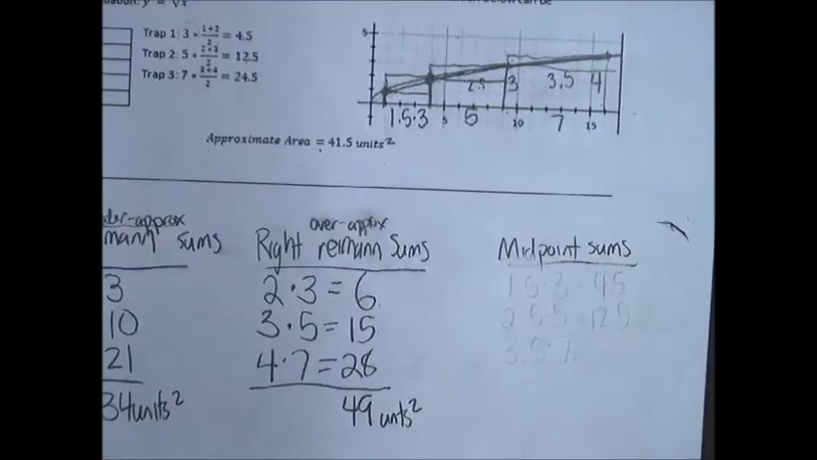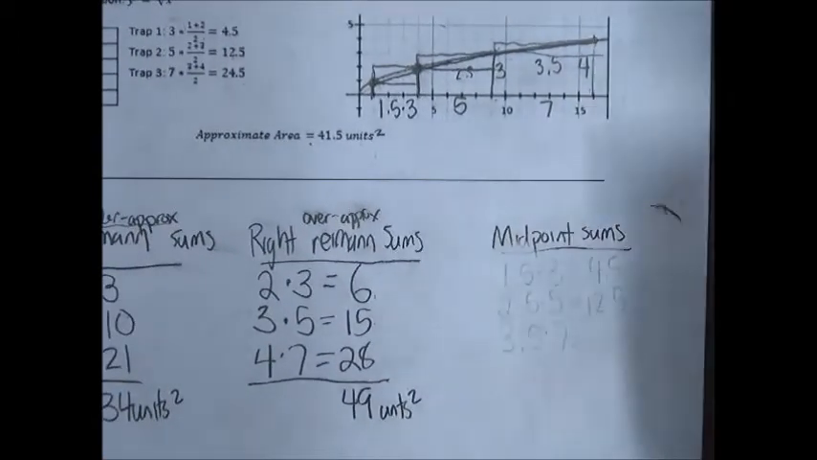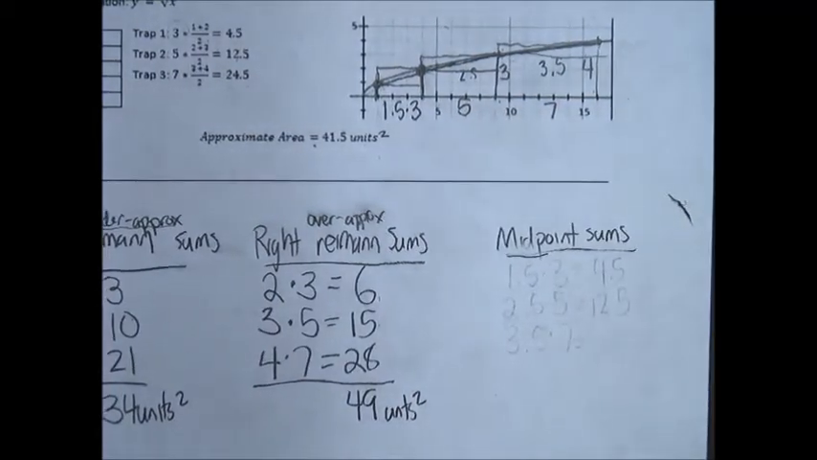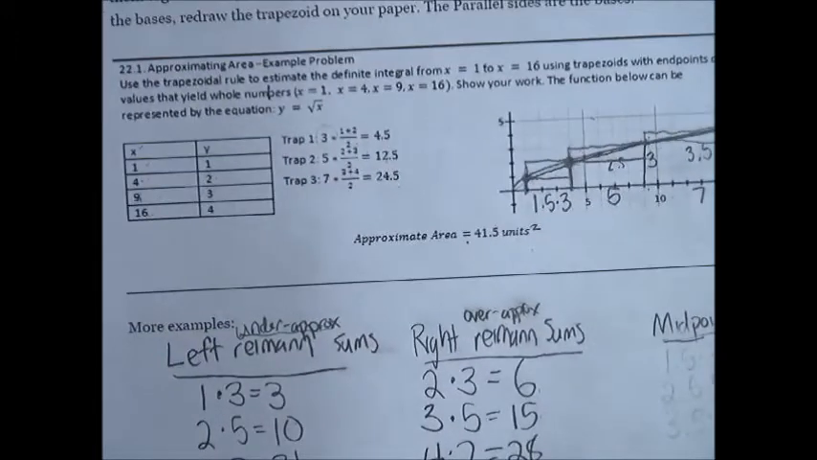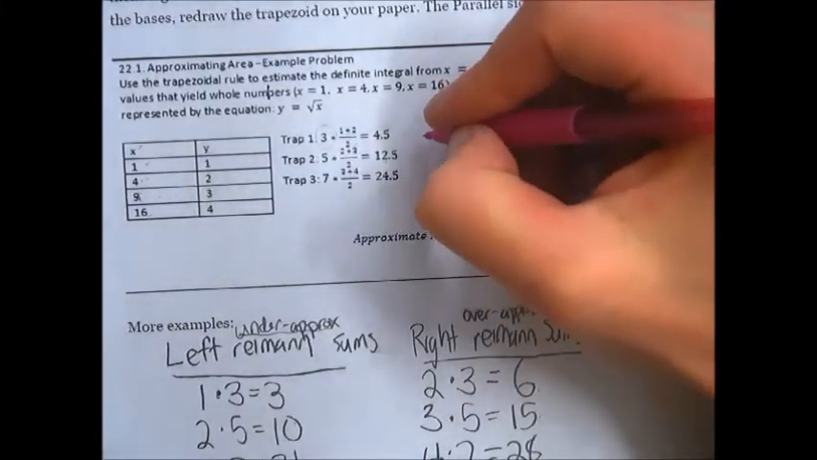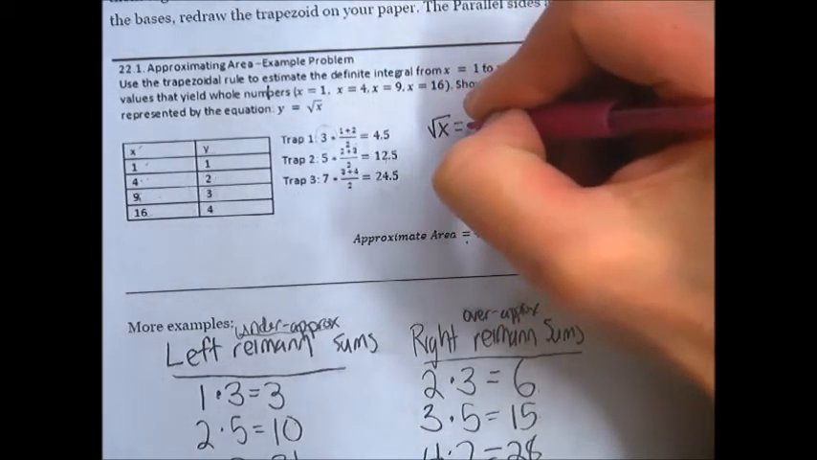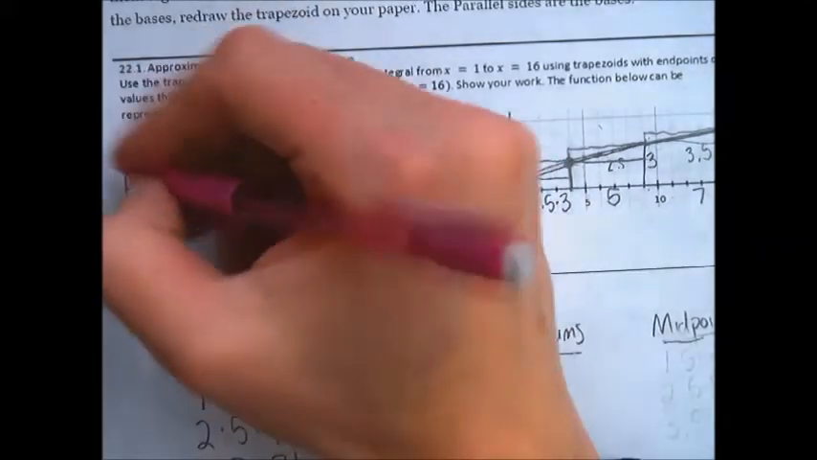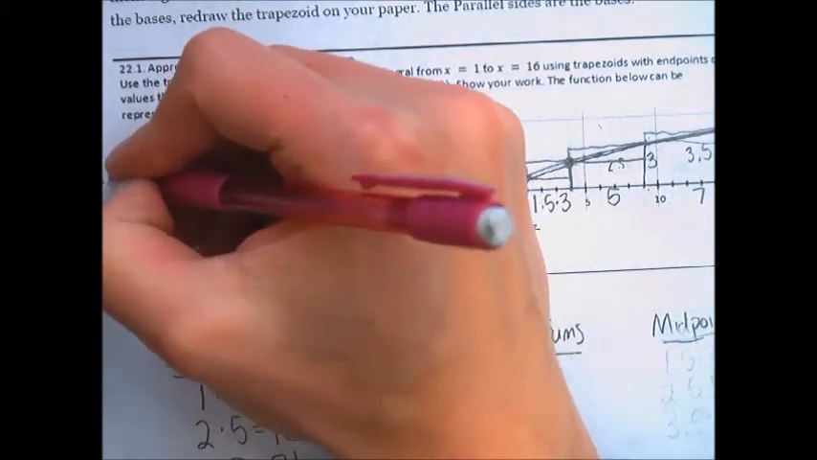So let's do midpoint sums now. And this time I'm going to do it right. You can see take 1 here. Okay, so we need to know our equation for midpoint sums. This equation is pretty easy to figure out. The square root of x is equal to y, because the height is always the square root, it's just the square root function. So we can figure out the midpoint of 1 and 4 here is 2.5.